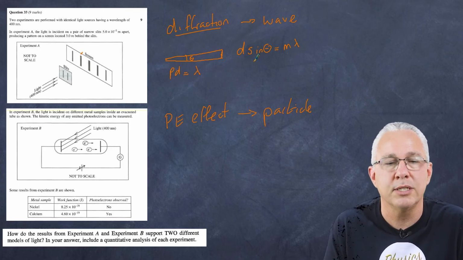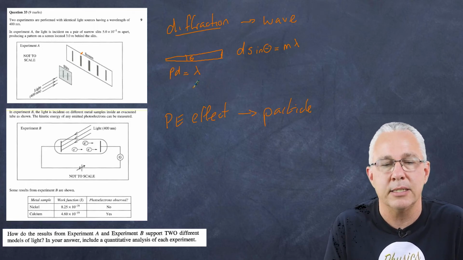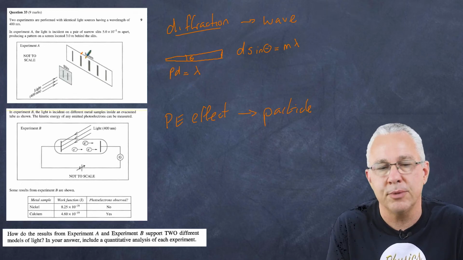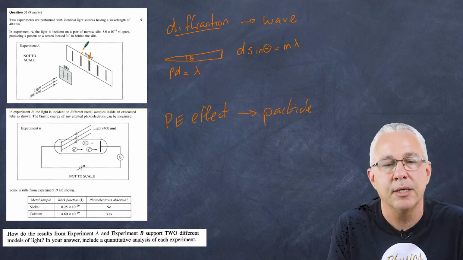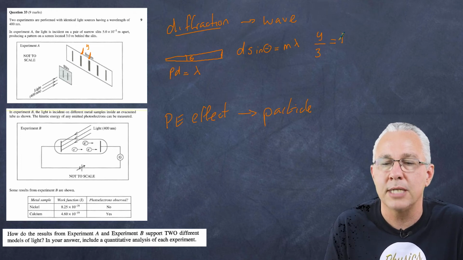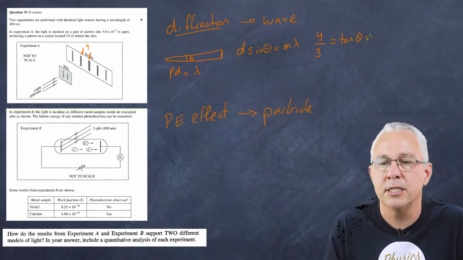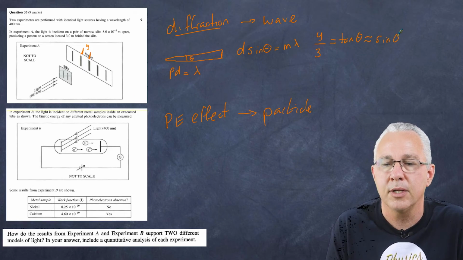But we're also asked for a quantitative analysis, and if you'll notice that the distance to the screen is 3 meters, that means the actual separation of the central maximum to the next maximum we can label as y. And so if I then rewrite that, I have y divided by the distance, which in our case is 3 meters. Well, that is equal to tan theta. But at these great distances and these small angles, this approximates to sine theta, which means I can now replace the sine theta with this particular value of y over 3.